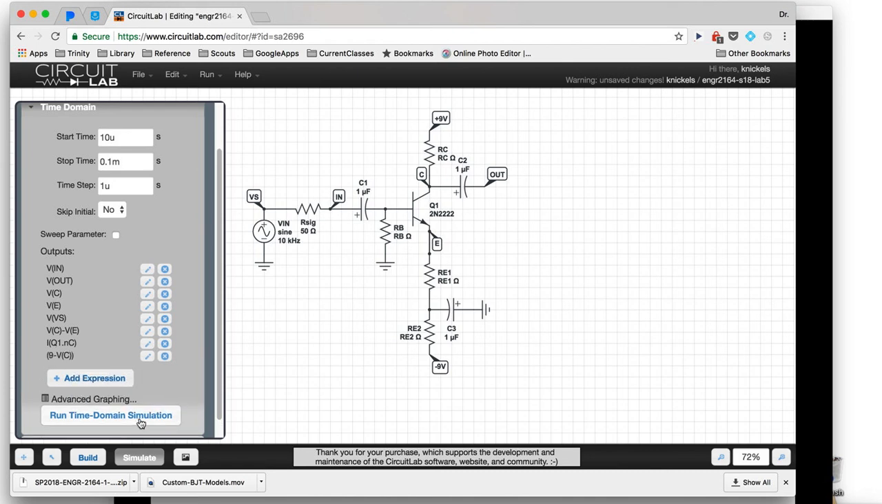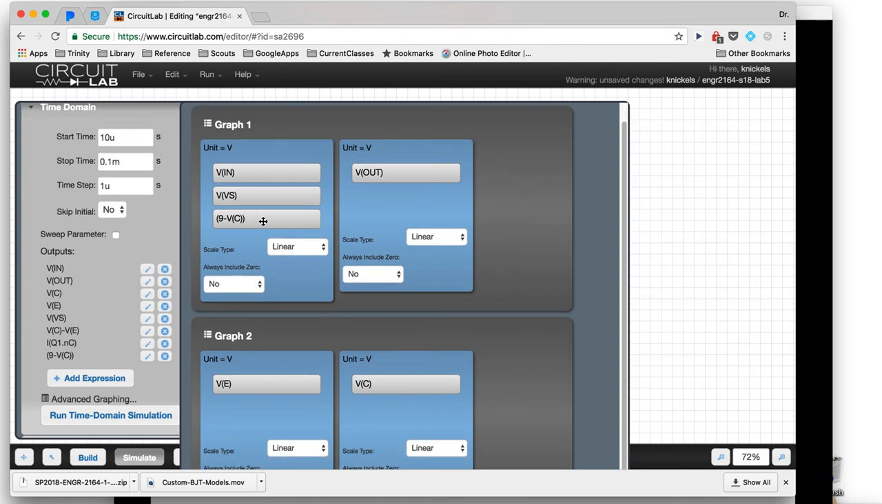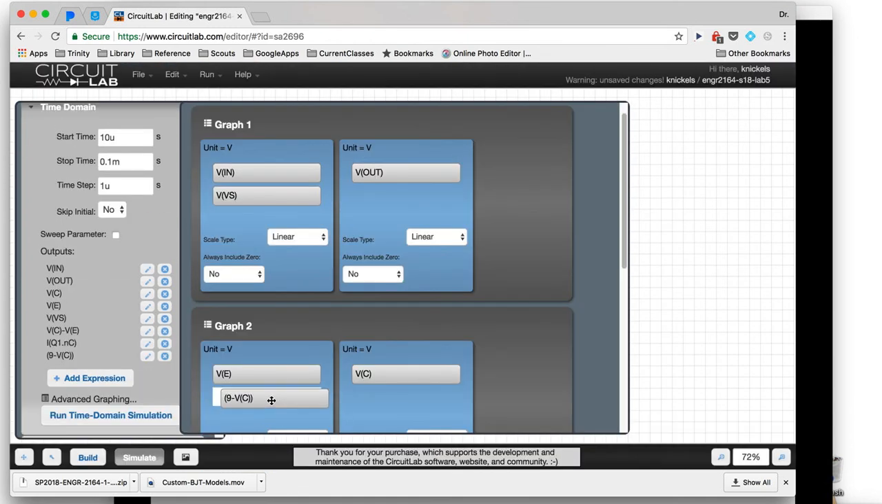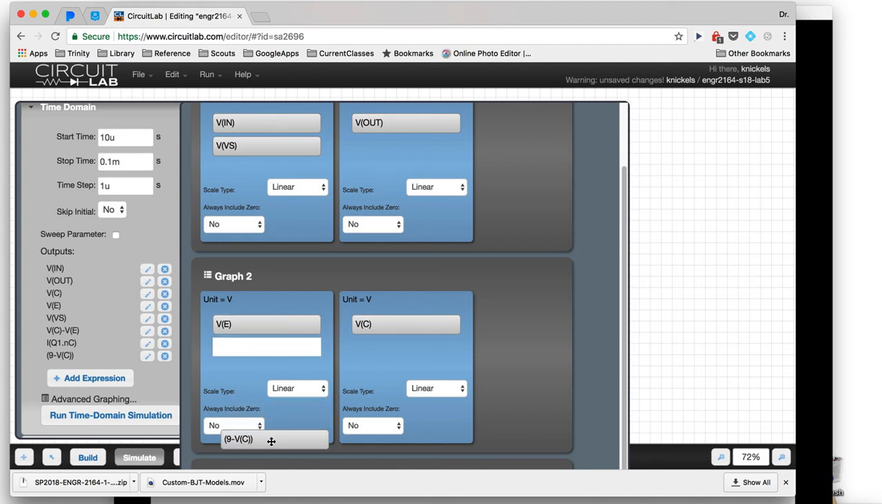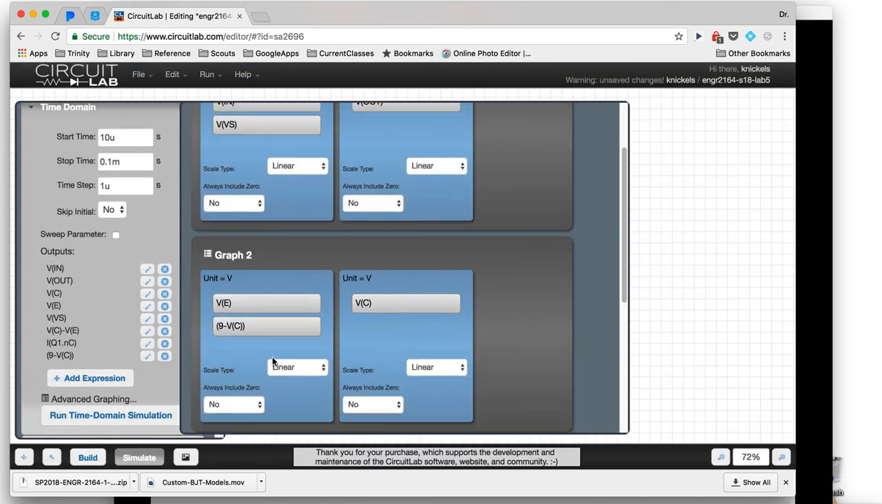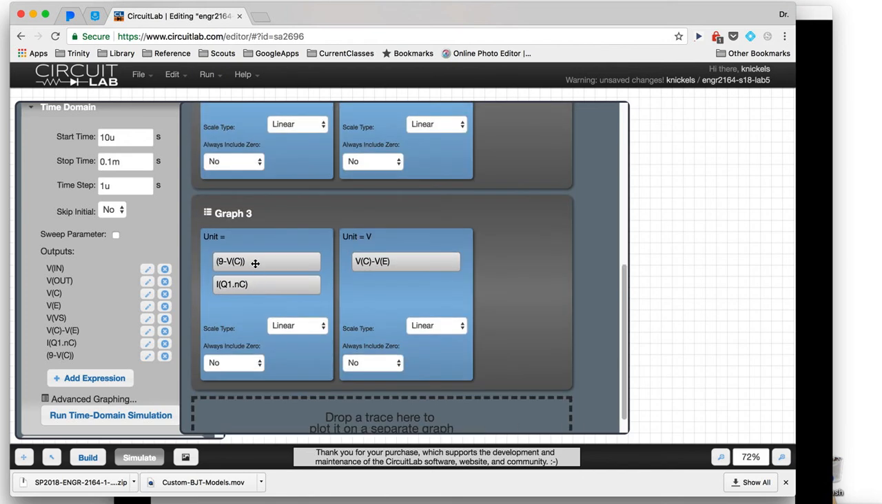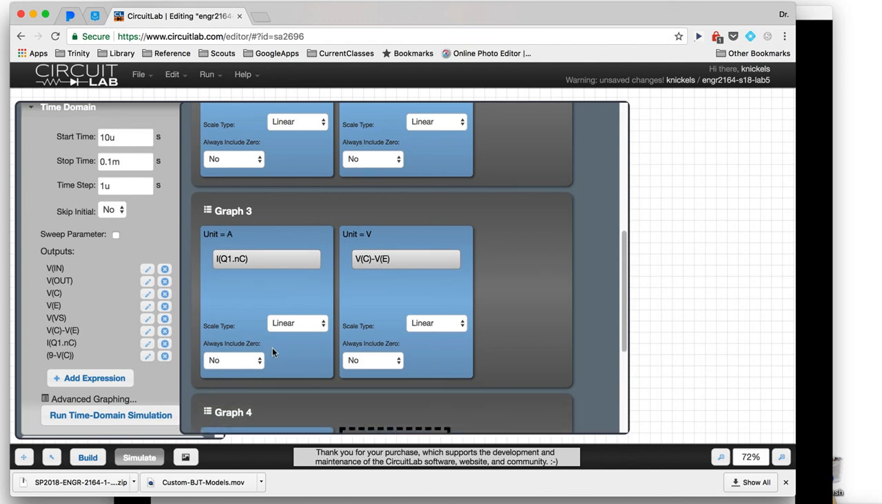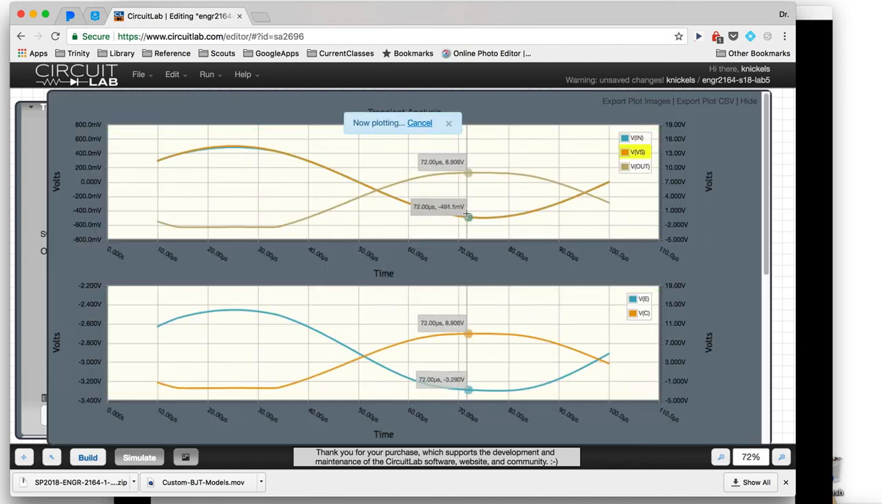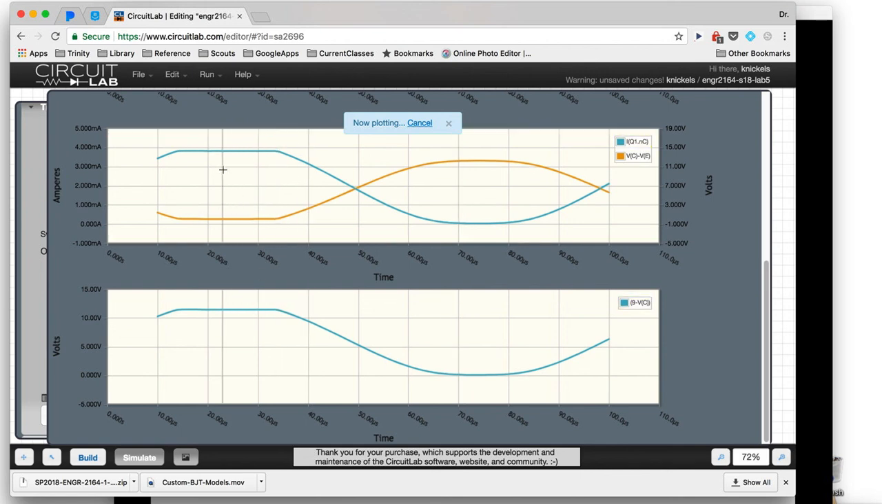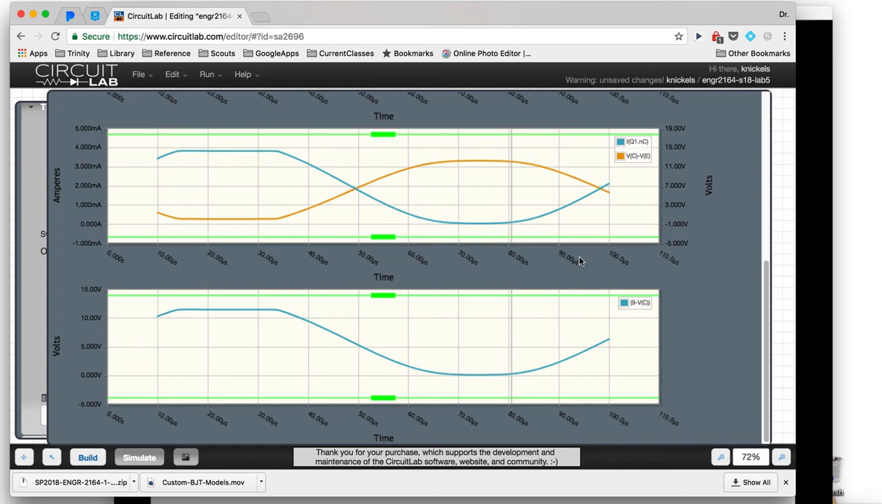So let's leave that off and let's go to advanced graphing and bring that down to its own set of axes there. Okay, so now you can see here IC is up here and 9 minus VC is here. So whenever IC is 0, this thing is going to be 0. So on the scope, that's how we're going to monitor IC through VC to check for the cutoff condition.